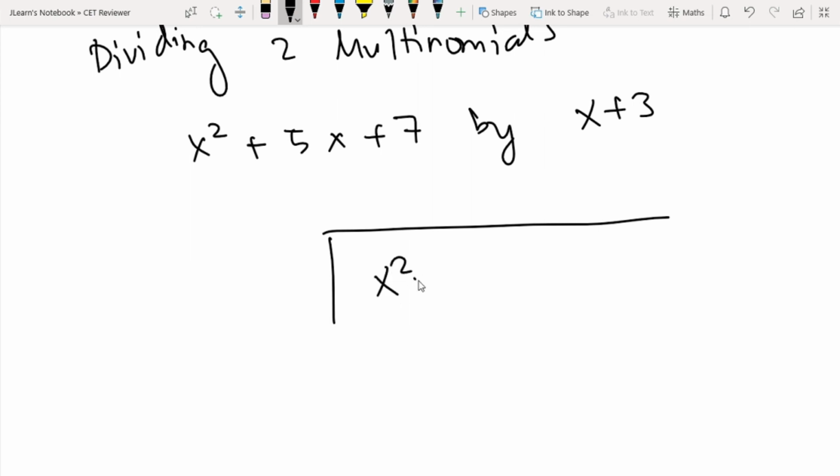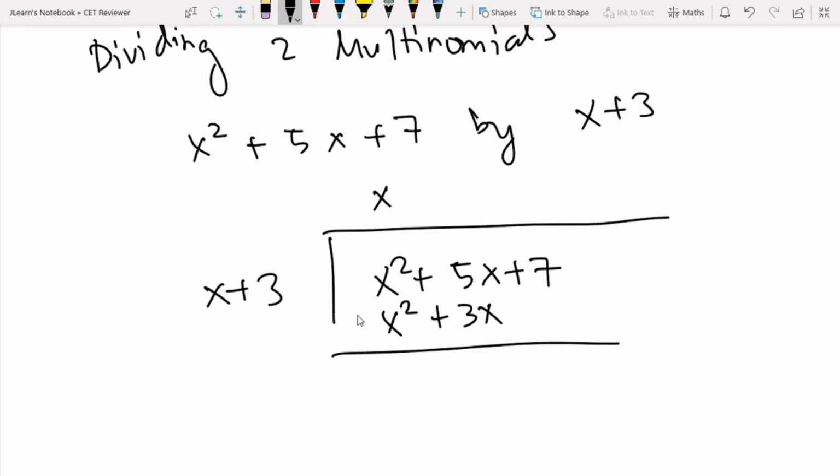So, you have x squared plus 5x plus 7. Yung dividend nandun sa loob nung bars. And then, yung x plus 3 nandito sa labas. Tama? So, you just look at the first term, so x squared. Ilang x ba meron sa x squared? So, x, so that is x times x plus 3. So, that is x squared plus 3x.